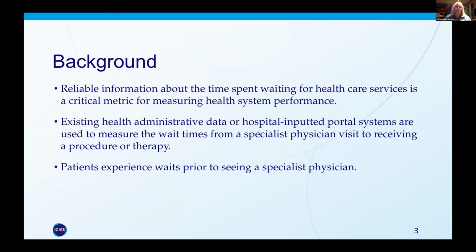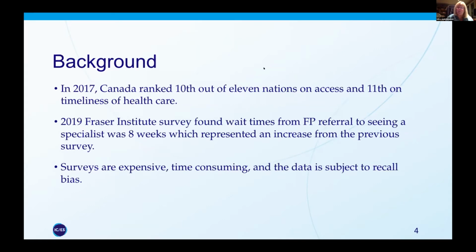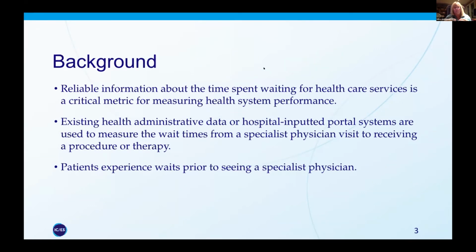I'm really interested in determining wait time. Reliable information about time spent waiting for healthcare is a critical metric for measuring how well a health system is performing. Currently in Canada, we do this by linking existing health administrative data, or we use hospital inputted portal systems. The focus mostly has been on the wait time from seeing a specialist physician to having a procedure or a therapy. And we know that patients experience wait times far before they see a specialist physician.